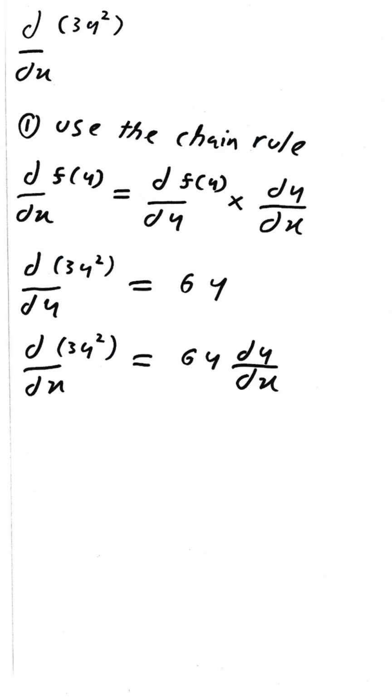3y squared is a function of y. So, the derivative of 3y squared is equal to 3y squared differentiated with respect to y into dy/dx. 3y squared differentiated with respect to y is nothing but 6y, and we multiply that by dy/dx, so the final derivative comes to 6y dy/dx.